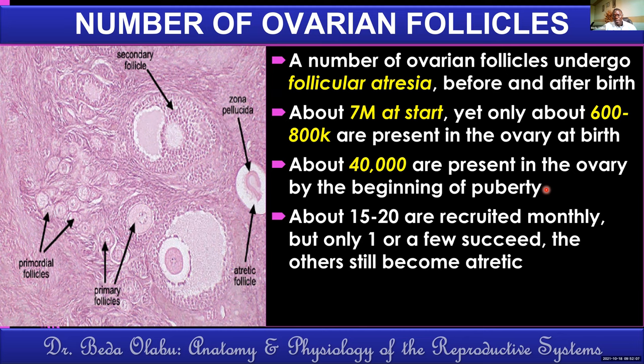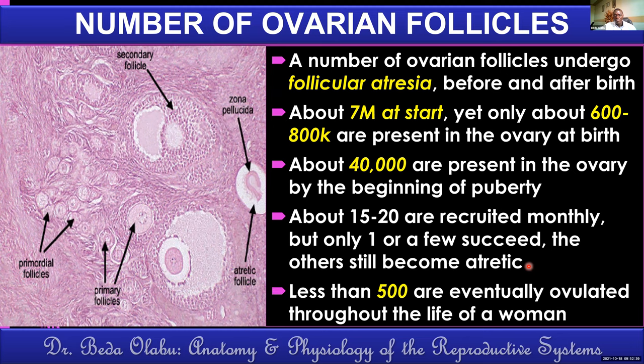It sounds like those ones are quite little, but let's say this again. When she starts puberty, about 15 to 20 will be recruited every month. Out of these 15 to 20, not all of them will succeed, definitely. As a matter of fact, the majority don't succeed. In most cases, only one or a few will succeed. The ones that don't succeed, what happens to them? Again, they undergo atresia every month. So that sounds like we are really losing them.